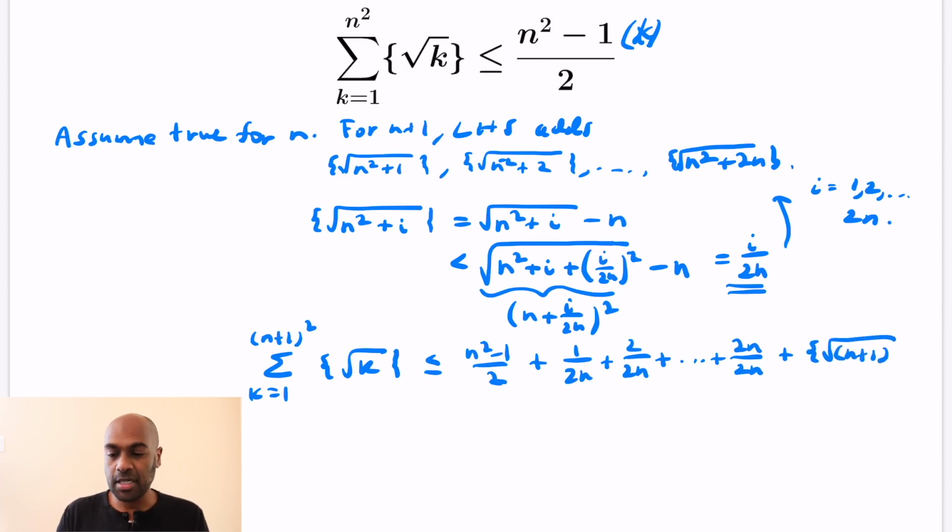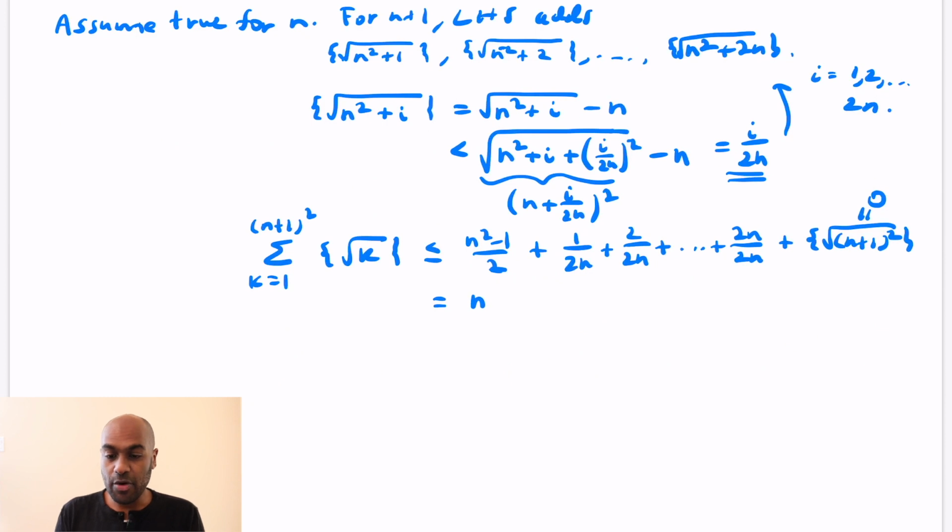Of course, we're missing the fractional part of the square root of (n+1) all squared. That's the last term we were missing on that left-hand side, but that is 0 because that is an actual integer. Okay, great. So now we have an explicit expression for an upper bound in terms of n.